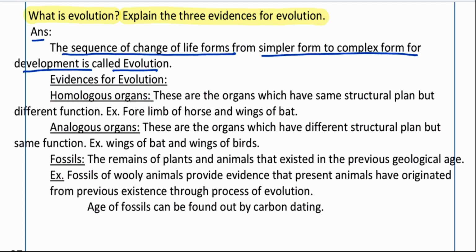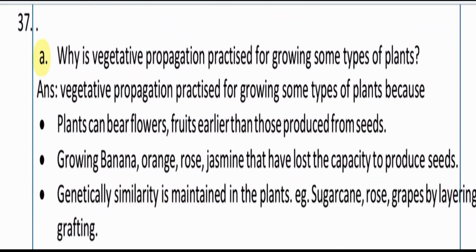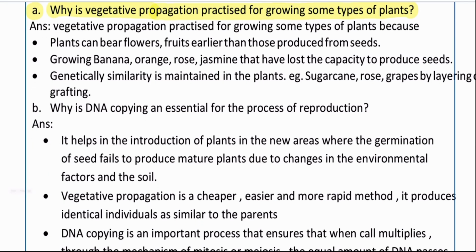Evidences for evolution are homologous organs, analogous organs, fossils. Fossils are main evidences, and also embryonic development. Next question. A. Why is vegetative propagation practiced for growing some types of plants? Here answer is provided. Next, B.